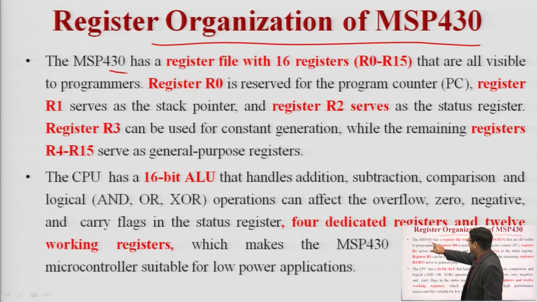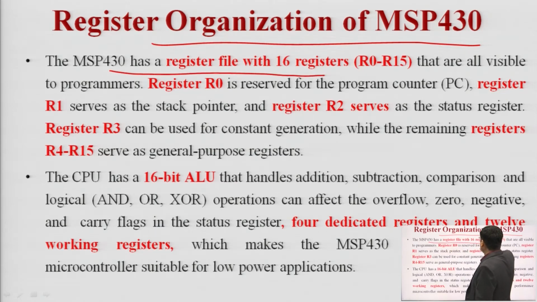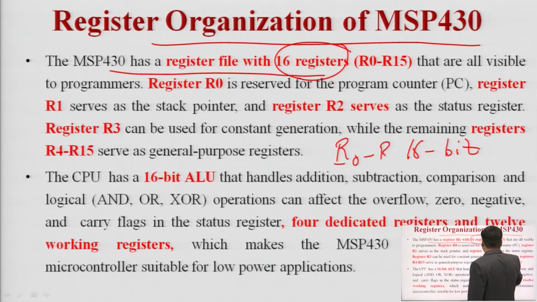Basically, the MSP430 has a register file. It has a total of 16 registers, and each register is 16 bits wide. They range from R0 to R15, where R means register. You can count from R0 to R15, there are 16 registers available in the MSP430.